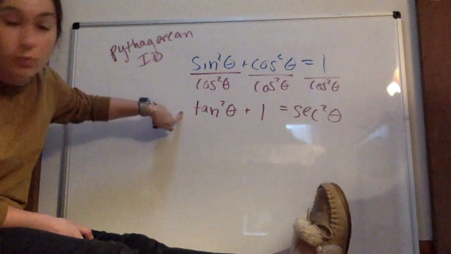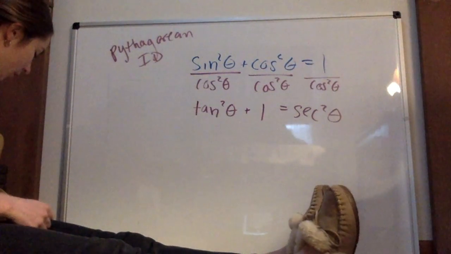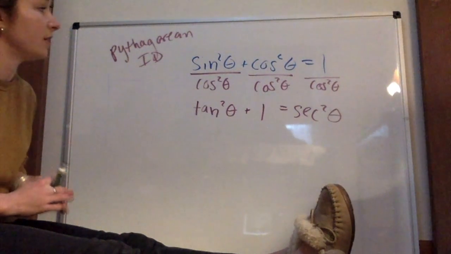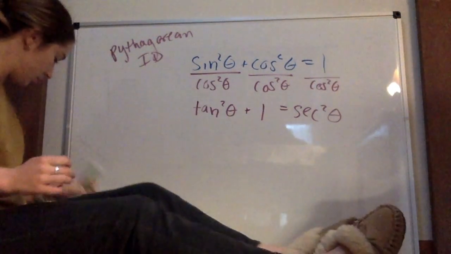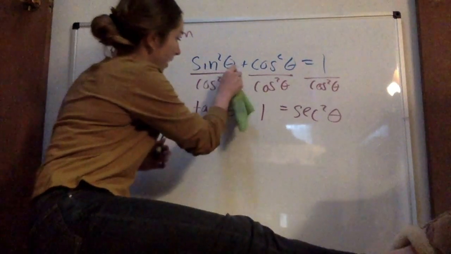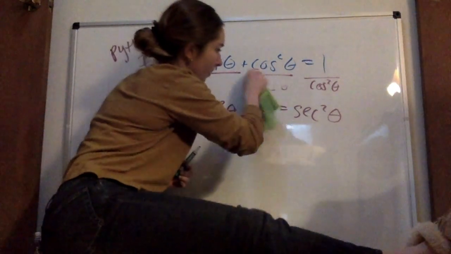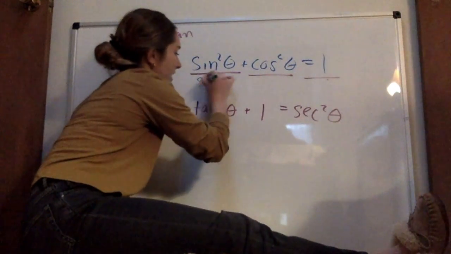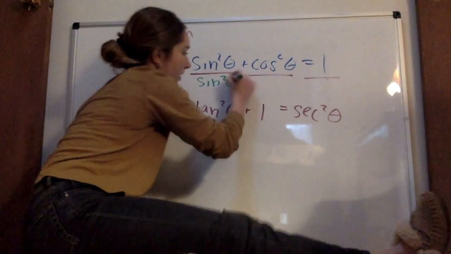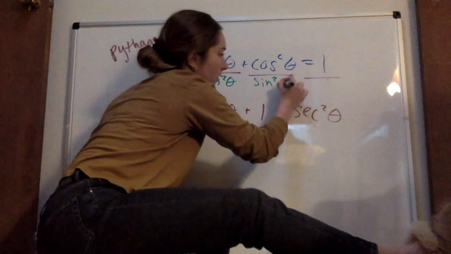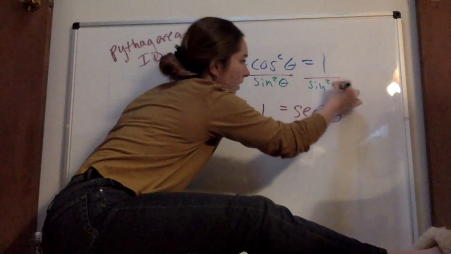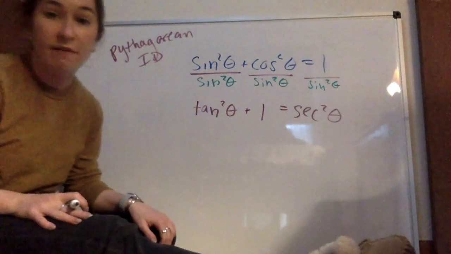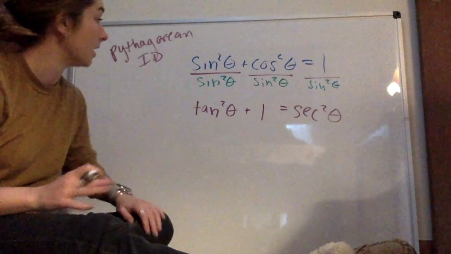You can probably guess the other one. Instead of dividing all this by cosine squared across the board, we're going to divide it by sine squared across the board. So if I divide everything by sine squared of theta, now I'm going to get my third and final version of my Pythagorean trig identity.